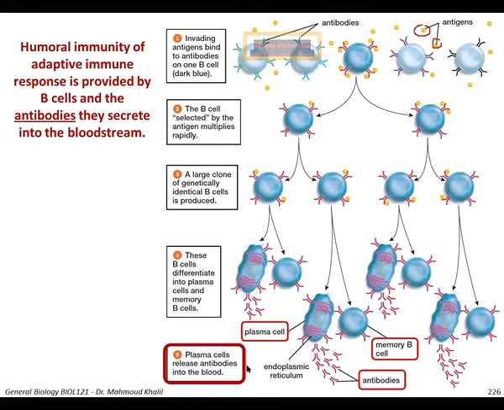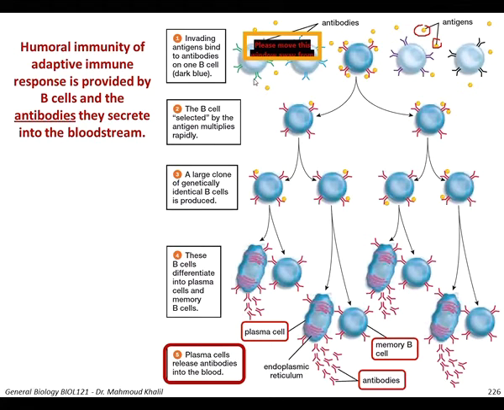So you can see here that the plasma cells release a lot of antibody in the circulation, and you need to keep in mind that this antibody all has to be of the same specificity as the original antibody on the B cell that recognized the antigen.